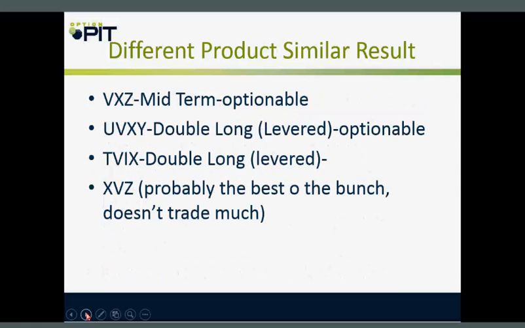Different products, similar result. VXZ is the midterm. So instead of 30 days, I believe its duration is about 92. UVXY, which is even worse, is double VXX and levered. TVIX is a clone of UVXY, and if you're going to use a product to hedge, VXZ is probably the closest, but even that isn't very good.